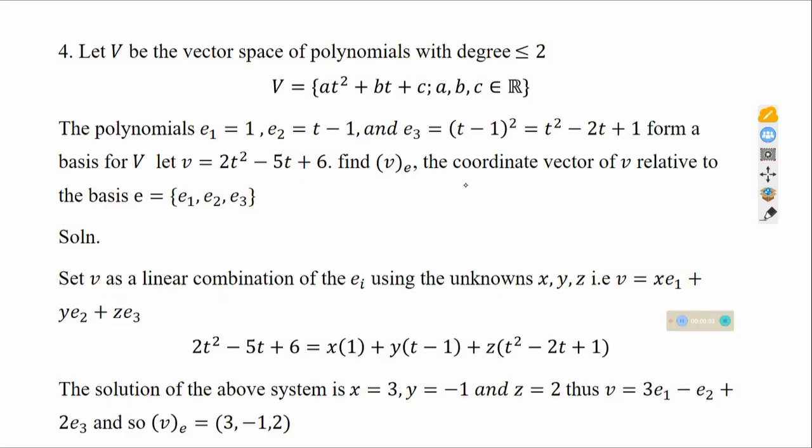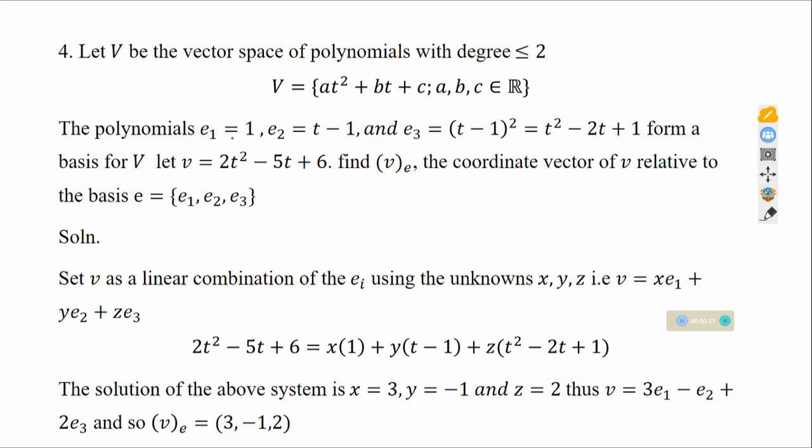We have so far seen about 3 to 4 examples. Let us look at this last example, then others you will be able to try them out. So we are given V, which is a vector space of polynomials that have got the degree which is less or equal to 2. So this is the V. V is having polynomials of the form at squared plus bt plus c, for which a, b, c are elements from the set of real numbers.